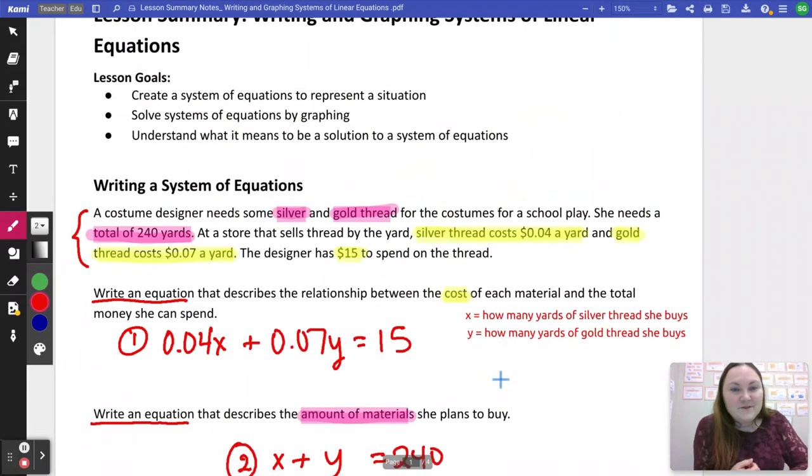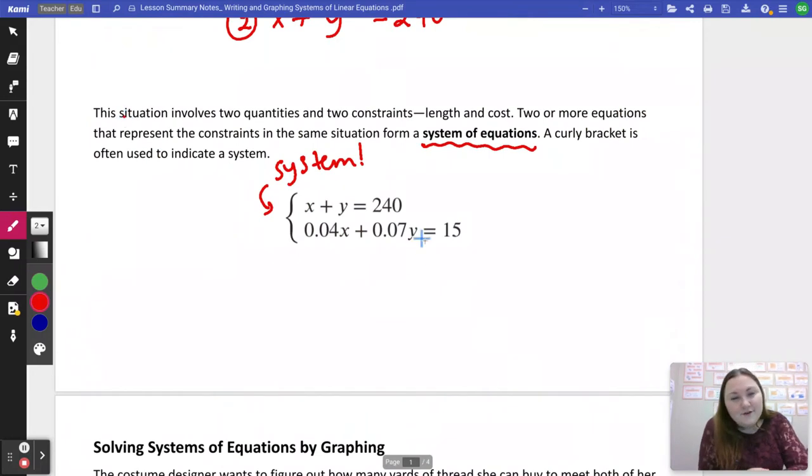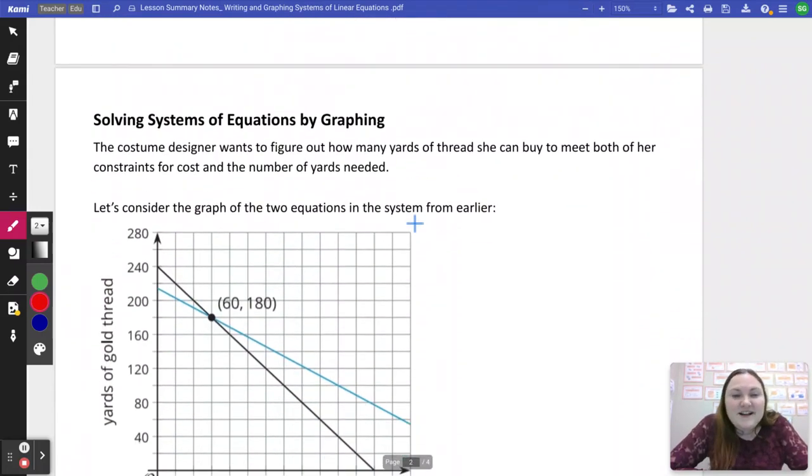If you remember from our goals from earlier, we talked about knowing what a system looks like and being able to create and write our own systems. And then the rest of our conversation from this lesson has to do with solving systems, or these problems where you have two equations at once. So we're continuing on with this costume designer. We're told the costume designer wants to figure out how many yards of thread she can buy to meet both of her constraints for cost and the number of yards needed. So what we've got right here is a graph that represents all of that information from earlier.